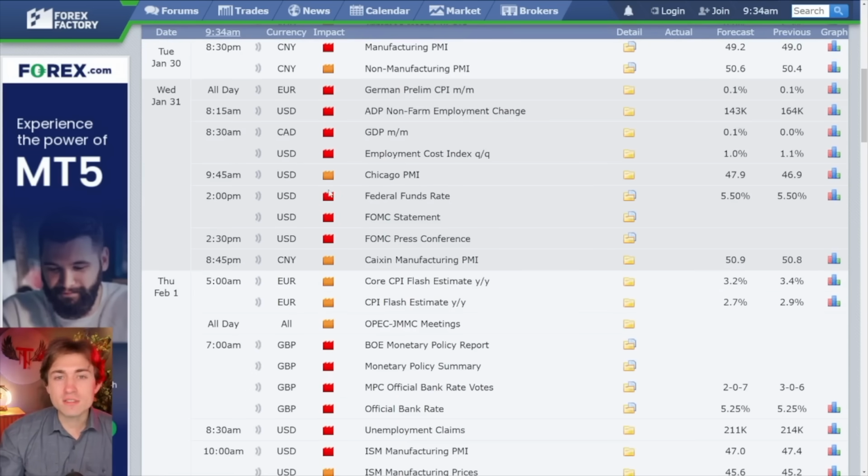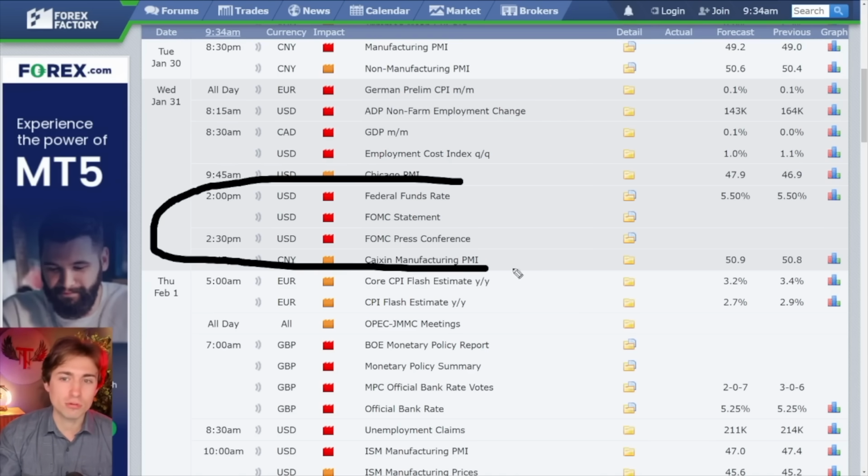We push on and you can see Wednesday is the big one. Wednesday, we have ADP non-farm employment change in the morning. That will give us an advanced look at what NFP could look like, although this has been historically pretty inaccurate recently at predicting what jobs data will look like. However, the big one is at 2 and 2:30 p.m.